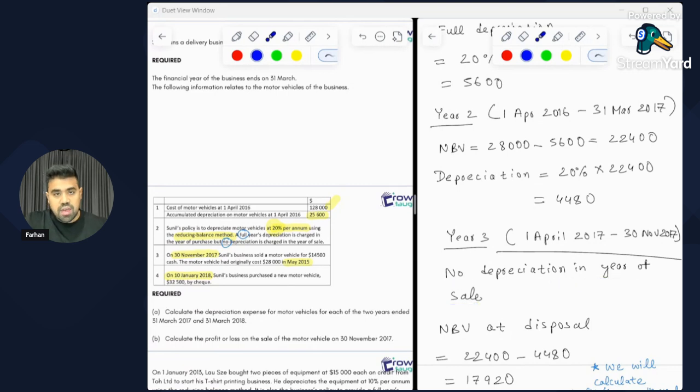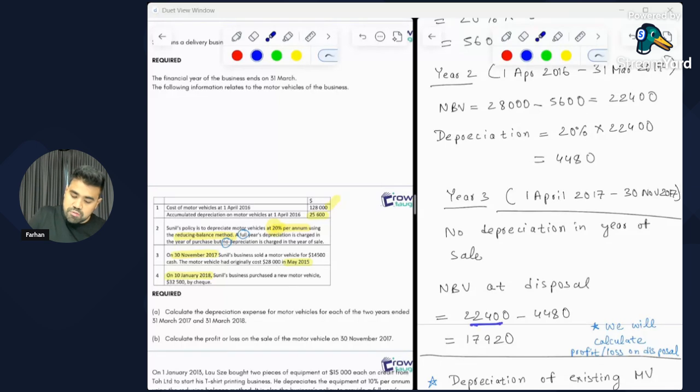This means that at disposal, the net book value will be 22,400, which is the net book value from the beginning of year 2, minus the depreciation expense incurred in year 2, which was 4,480. That leaves us with a net book value of $17,920 at disposal. We will come back to this when calculating the profit or loss on the sale of this non-current asset. At the moment, we don't worry about anything else.